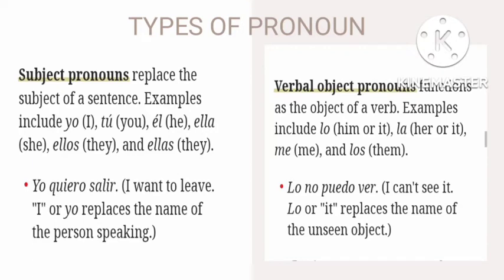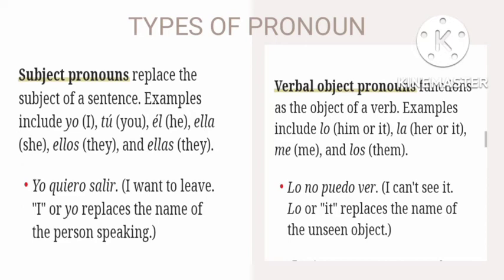First is the subject pronouns. Subject pronouns replace the subject of a sentence. For example, yo quiero salir, I want to leave. I or yo replaces the name of the person speaking.